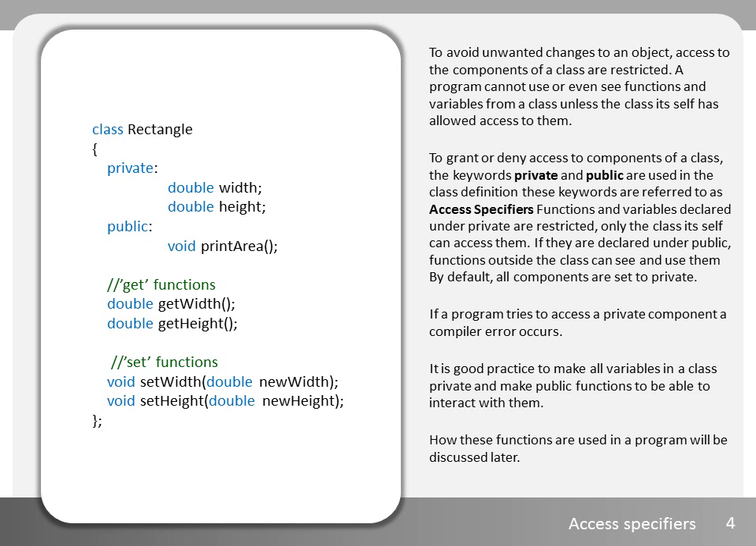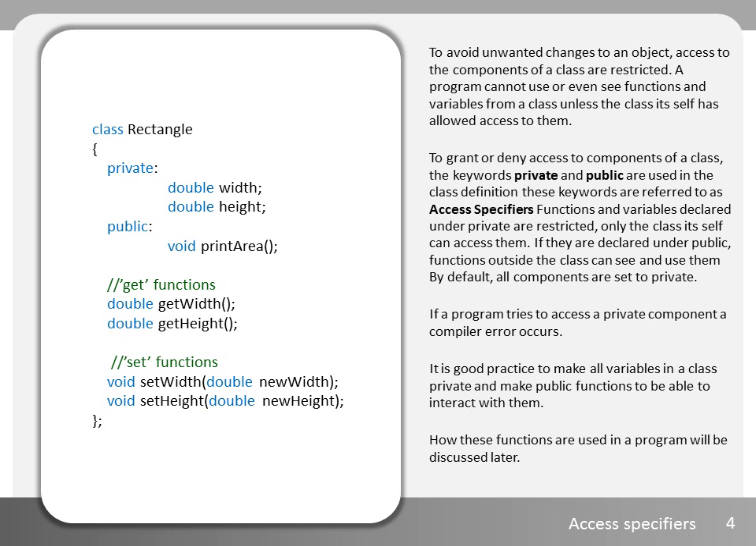By default, all components are set to private, so using that keyword is unnecessary, but it is good practice and makes the code easier to understand. If a program tries to access a private component, a compiler error occurs. It is also good practice to make all variables in a class private and make public functions to be able to interact with them. This is what has been done with the rectangle class.